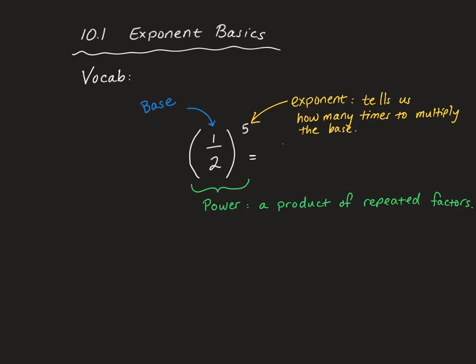That means that we need to take the 1/2 and multiply it 5 times. Then we can simplify this. 2 times 2 is 4, and here's another 4. So now I have 4 times 4, which is 16, and 16 times 2 is 32. So this would be the same as 1 over 32.